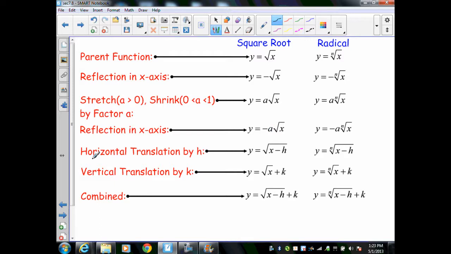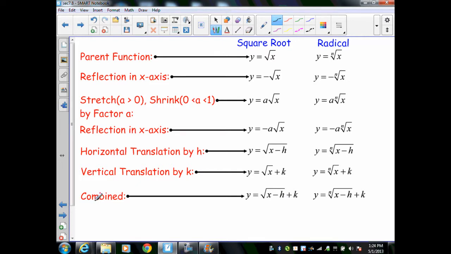I can have a horizontal translation if inside the radical I have something added or subtracted to my x. If it is a minus h, that is a shift to the right. That is our general form. If it is a plus h, that is a shift to the left. A vertical translation is determined by k. That value is on the outside of my radical. If it is a plus sign, that is a vertical shift up. If it's a minus sign, that's a vertical shift down.